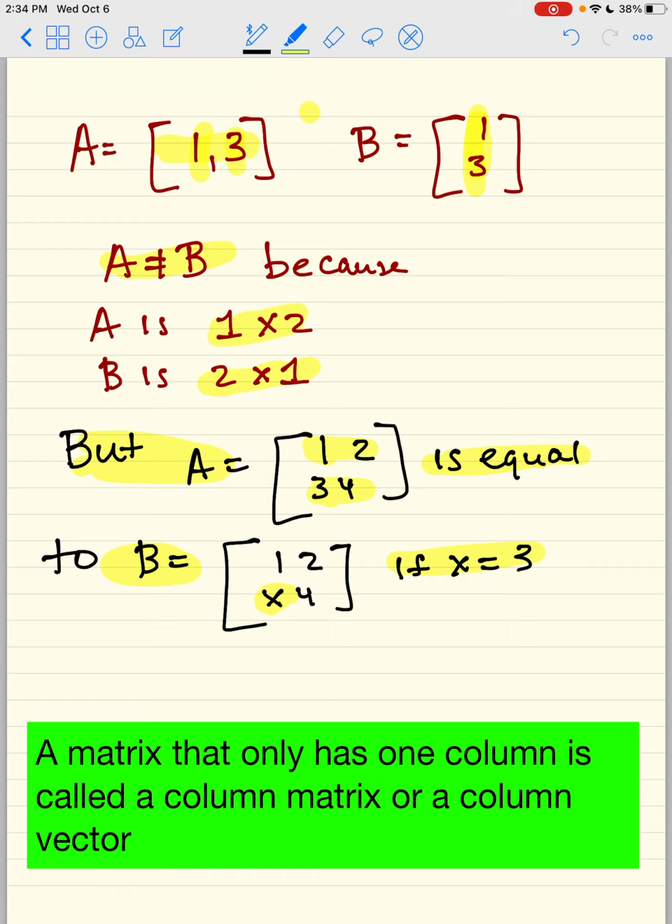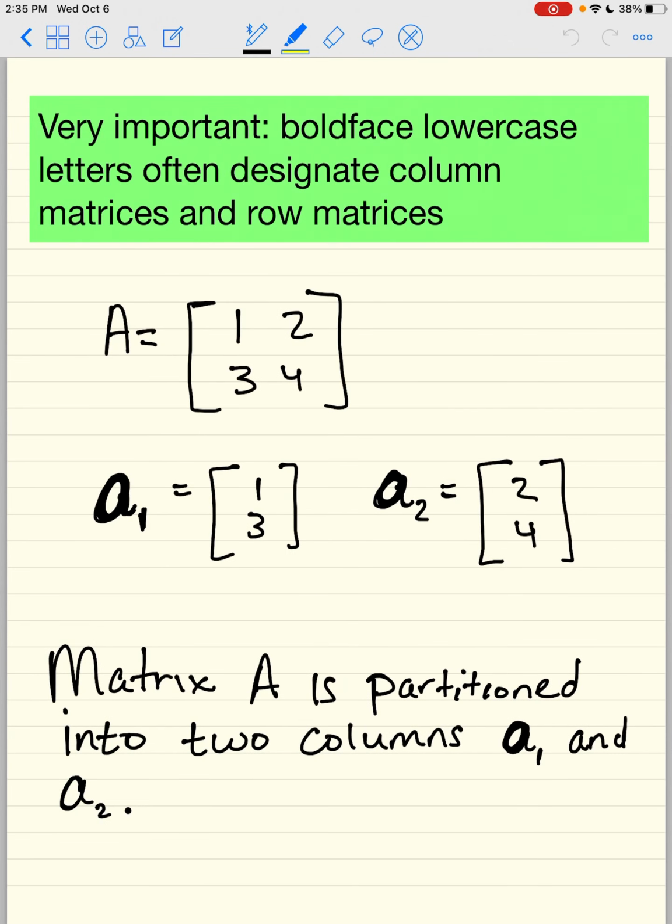A matrix that has only one column is called a column matrix or a column vector. Therefore, in this example, B is called a column vector or a column matrix. I prefer to call it a column vector, but that's for linear independence, which is later on. So please do not just read these little subtle statements and walk away from them. Say, okay, column vector, column matrix. Got it. All right.